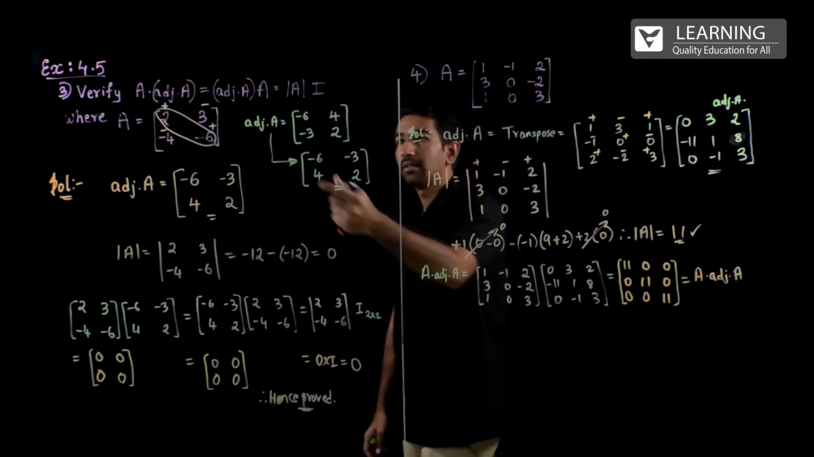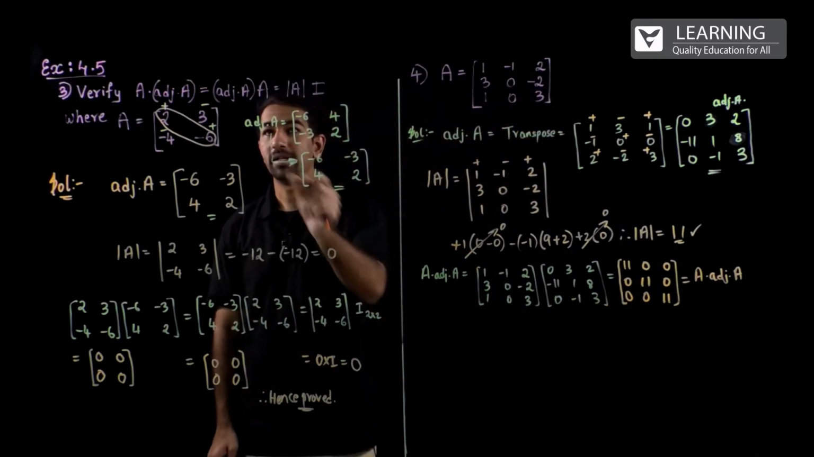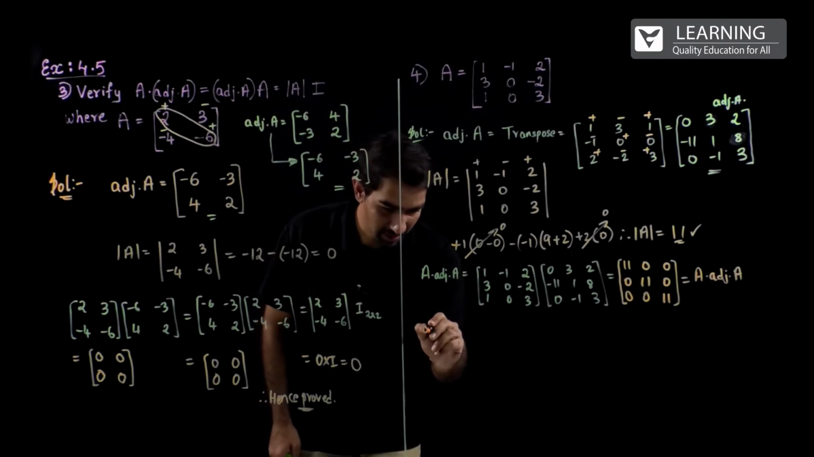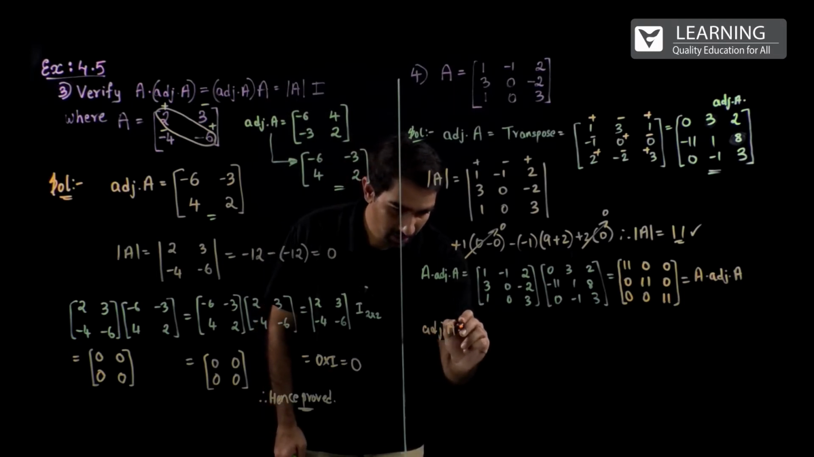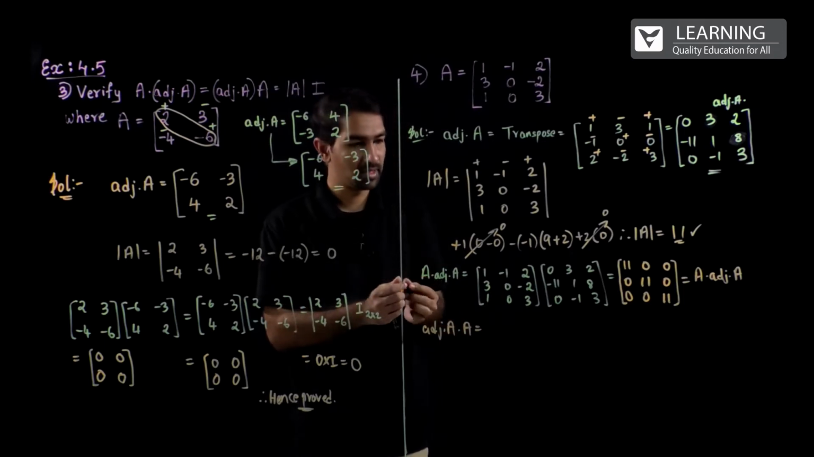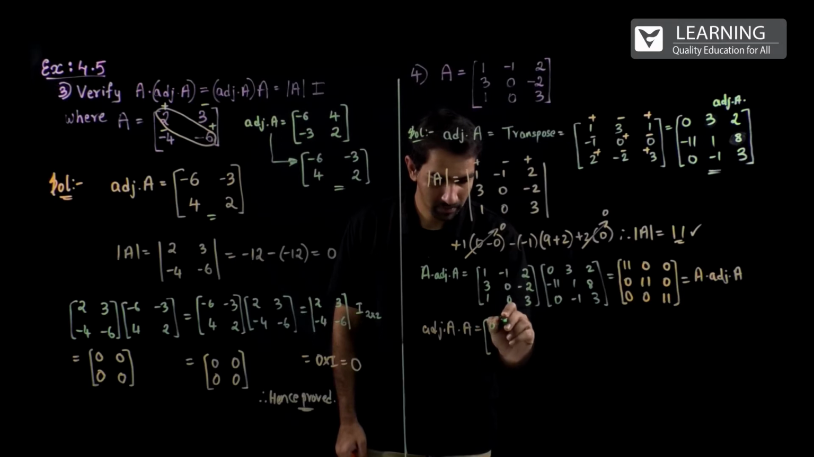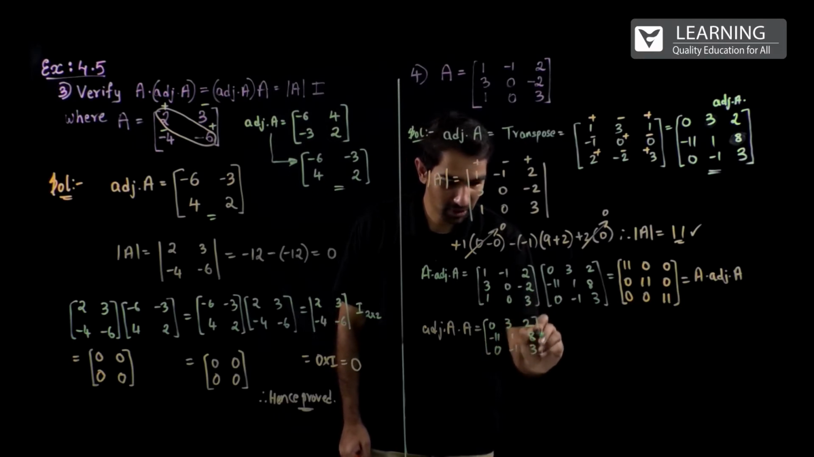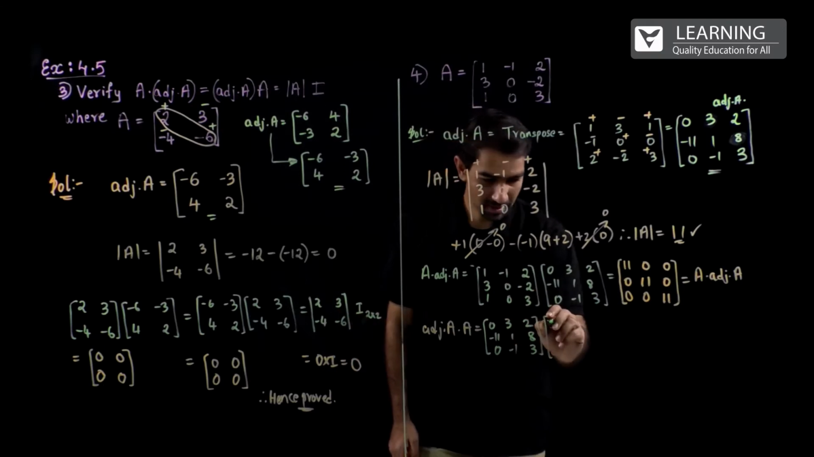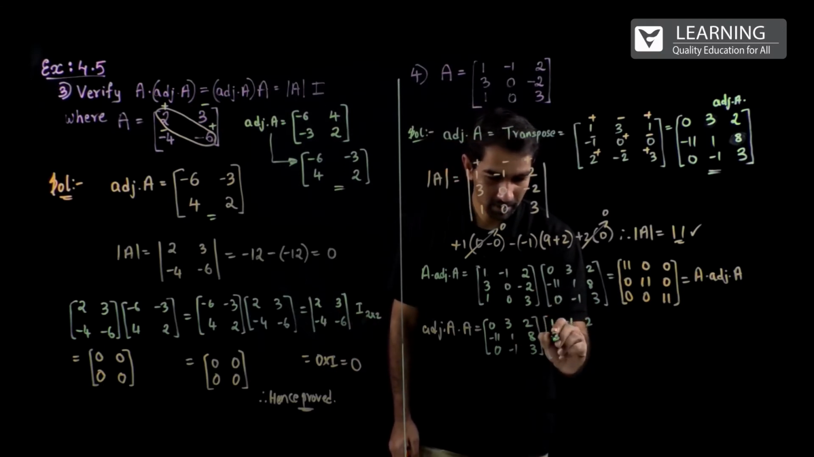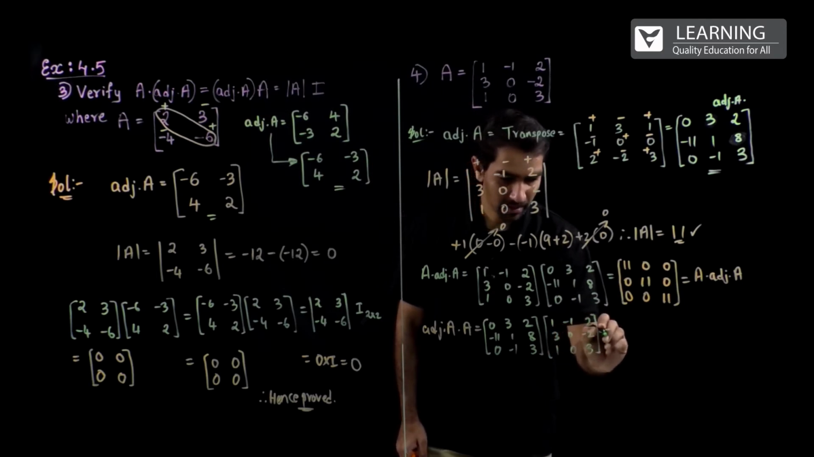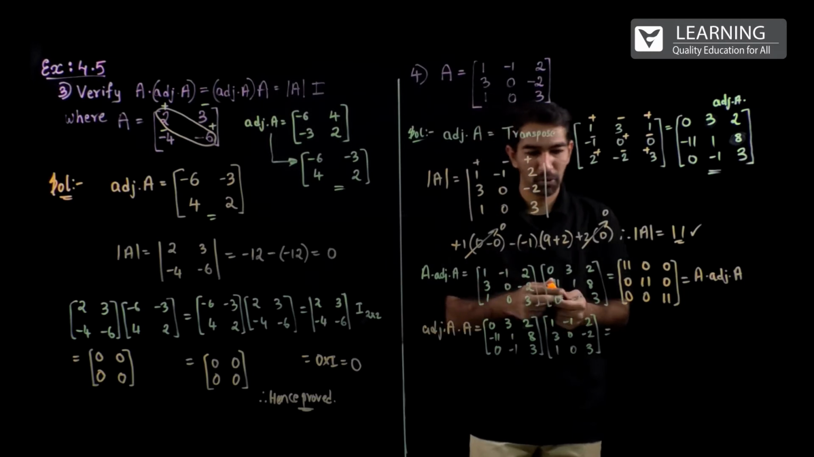Next, what should we find out here? A into adjoint of A we found out. Next, adjoint of A into A. So here we'll write adjoint of A into A. This can be written as adjoint of A: 0 3 2, minus 11 1 8, 0 minus 1 3. This is adjoint of A. And A as it is: 1 minus 1 2, 3 0 minus 2, 1 0 3. Again matrix multiply this. See what you will be getting.